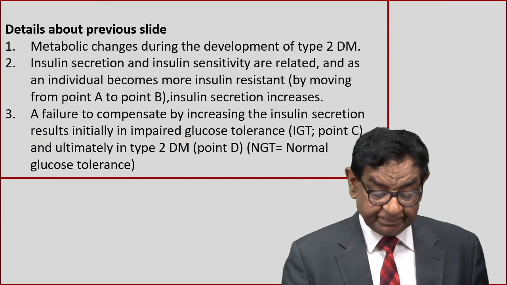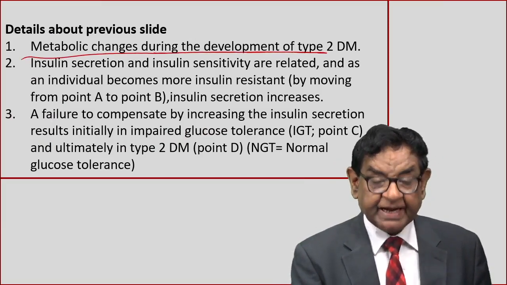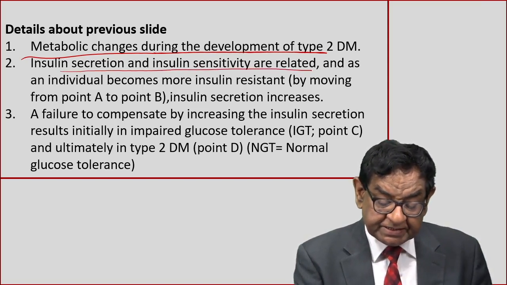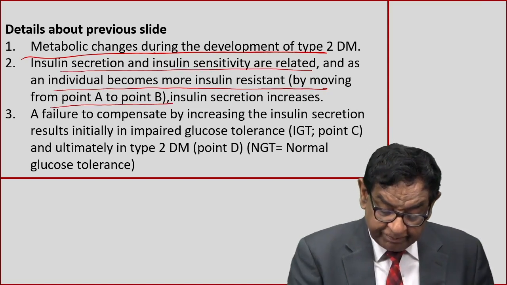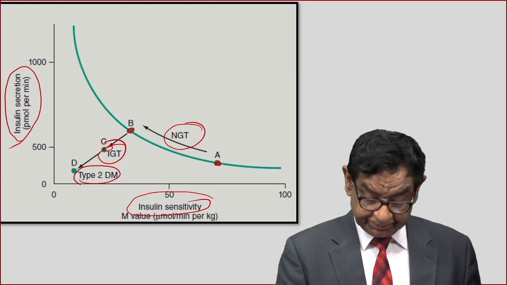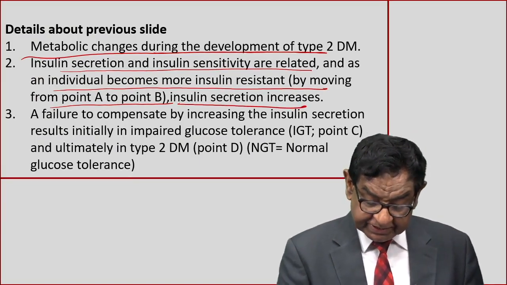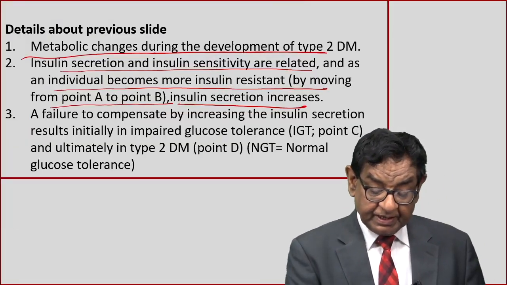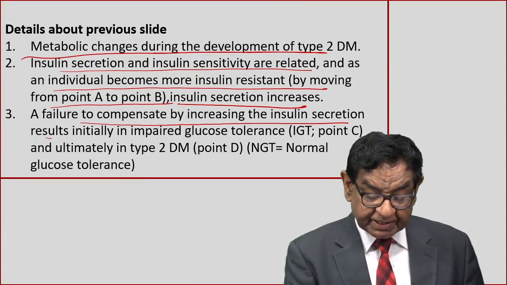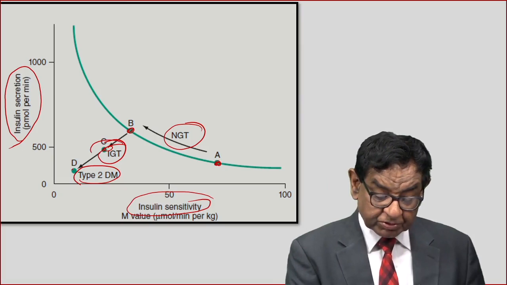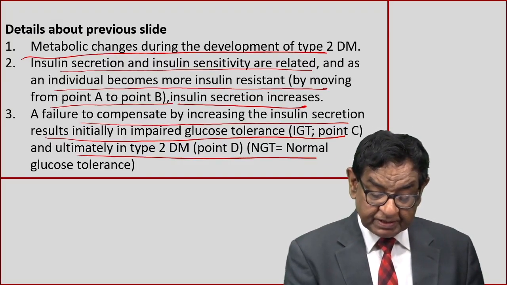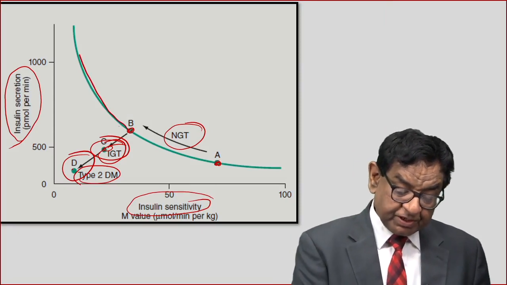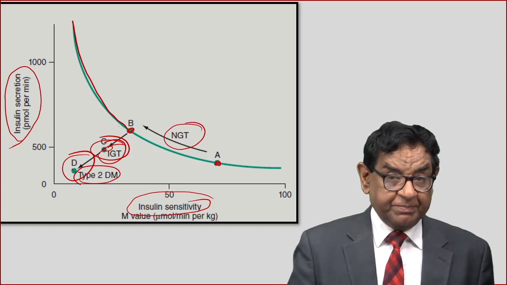So now details about the slide. The heading is metabolic changes during the development of type 2 diabetes. How does it start? Insulin secretion and insulin sensitivity are related as individuals become more insulin resistant, moving from point A to point B. More and more resistance is going on, and insulin secretion increases. Look, insulin secretion is getting increased as resistance increases. A failure to compensate by increasing insulin secretion results initially in impaired glucose tolerance, and later on type 2 diabetes, this is D. But remember, insulin level is much higher and later on still goes very high. So that is why in type 2 diabetes hyperinsulinemia occurs.